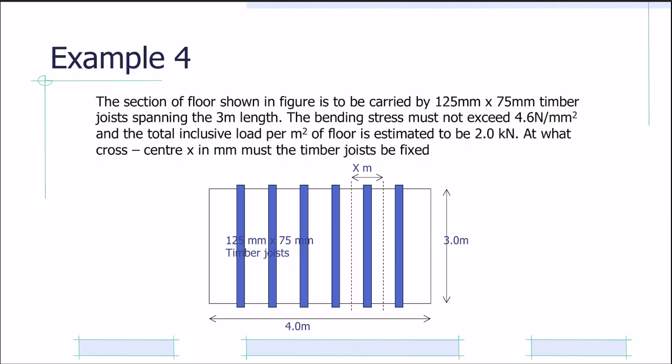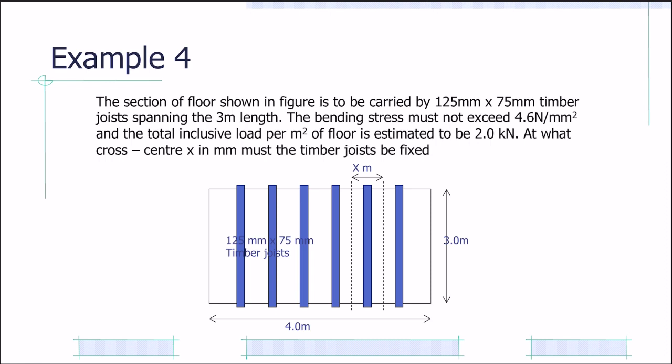Spanning the 3 meter length, the bending stress must not exceed 4.6 Newton per mm square, and the total inclusive load per meter square of floor is estimated to be 2 kilonewton. At what cross center X in mm must the timber joist be fixed? Okay, for this question, it is slightly different from example 1, example 2, and example 3.